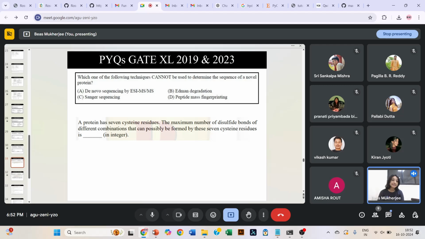Which of the following techniques cannot be used to determine the sequence of a novel protein? The first one is de novo sequencing by ESI-MSMS. So ESI-MSMS is tandem mass spectrometry, right? And then you have Edman degradation. So in Edman degradation, every single C. Yes, correct. Why is it C?